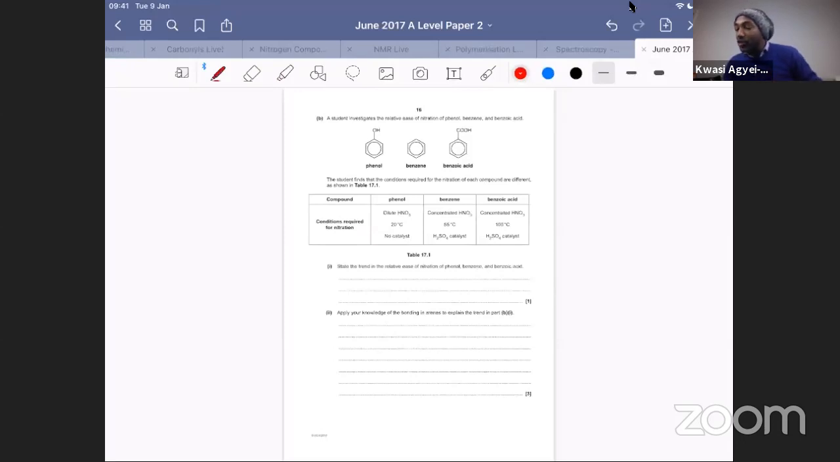State the trend in the relative ease of nitration of phenol, benzene, and benzoic acid. So the trend is that nitration gets harder. So phenol is easiest to nitrate, and benzoic acid is the hardest to nitrate.